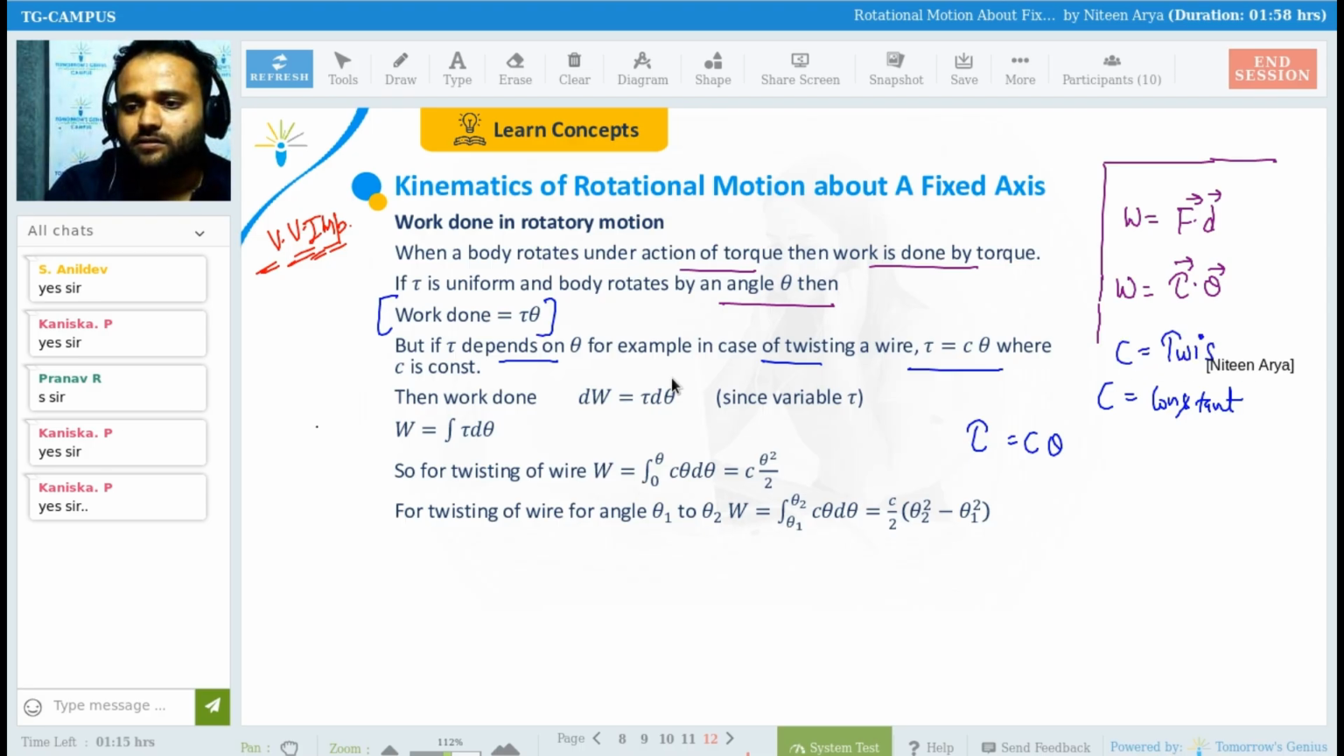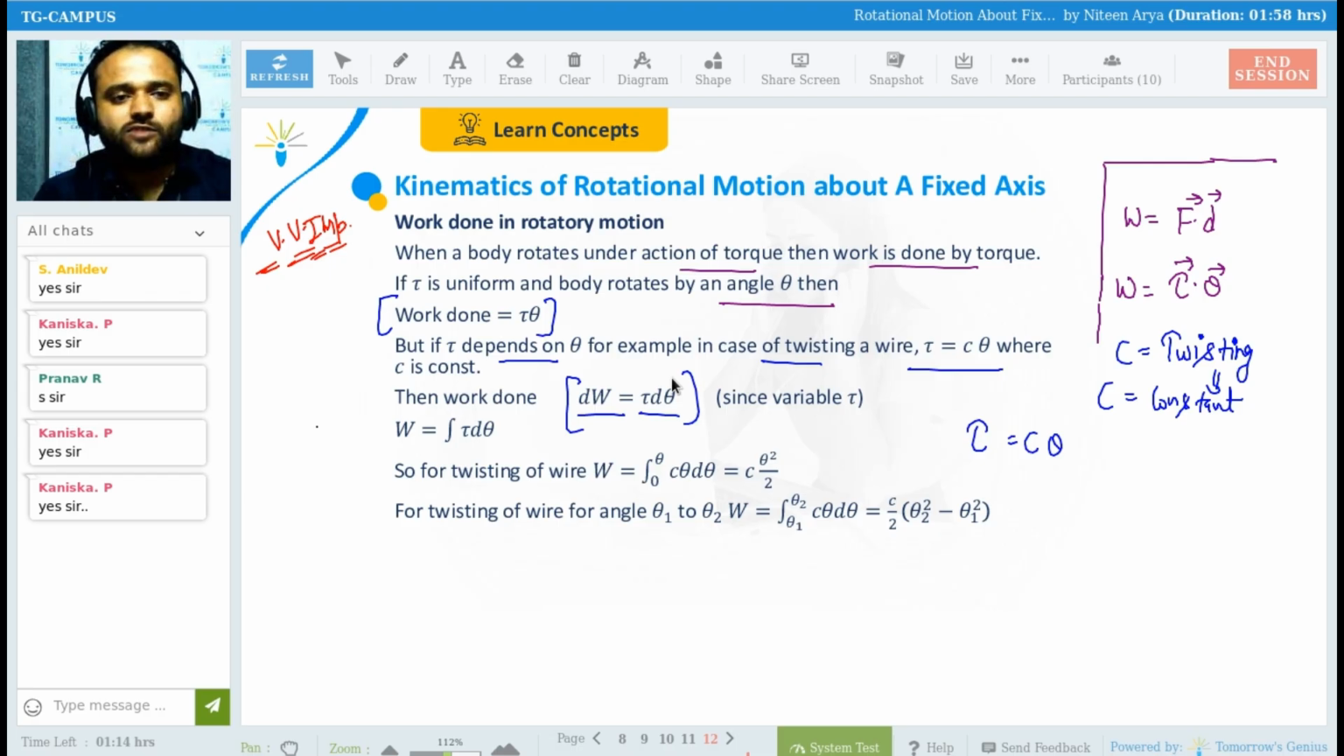Twisting constant depends on the material. For example, a spring and a wire have different cases. Clear everyone? Where C is a constant. So the work done dW is going to be tau d theta, where d theta means just a little bit of theta change, and that is the small amount of work done in twisting through a very small angle d theta.